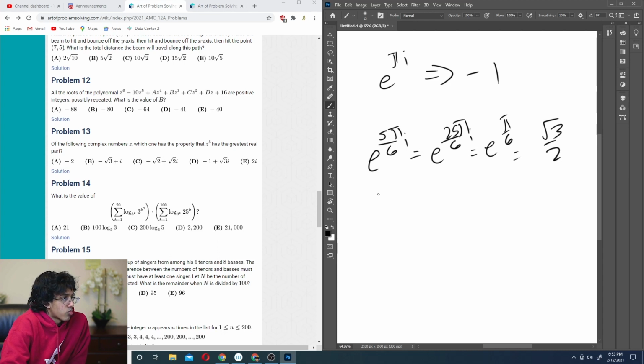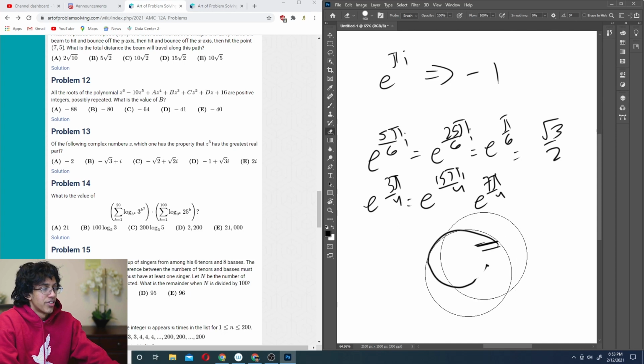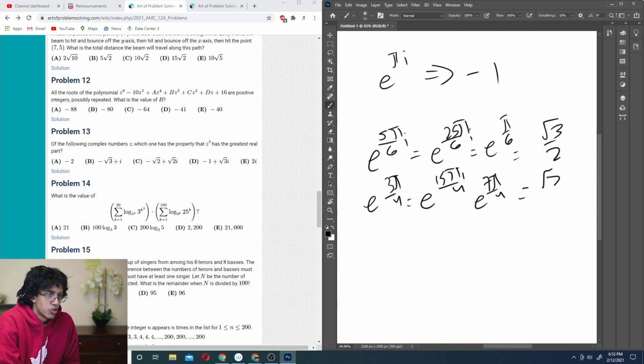Okay, then the next one will be e to the 3 pi over 4. And if you multiply by 5, that is equal to e to the 15 pi i over 4. And that is just what? That's minus 8 pi over 4, so it's e to the 7 pi over 4, which is like if you go around the circle, right? Yeah, okay, very nice. So then your real part is going to be equal to root 2 over 2.